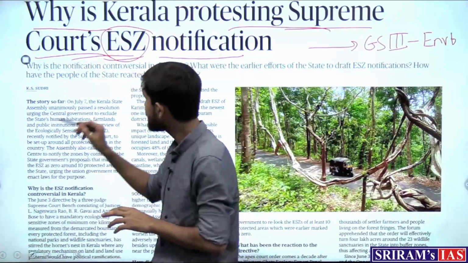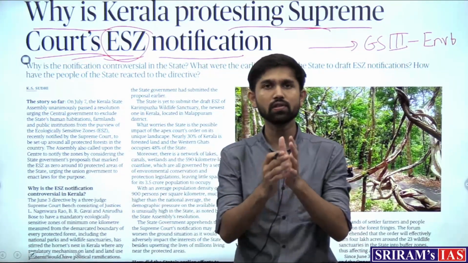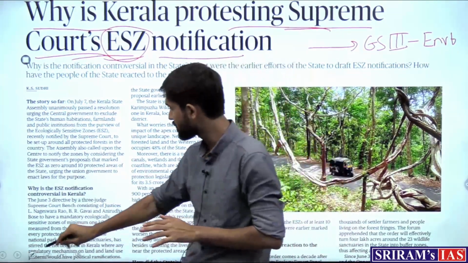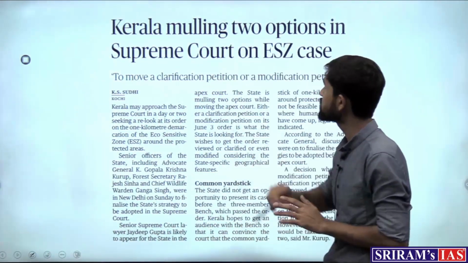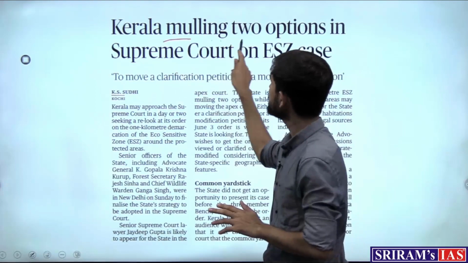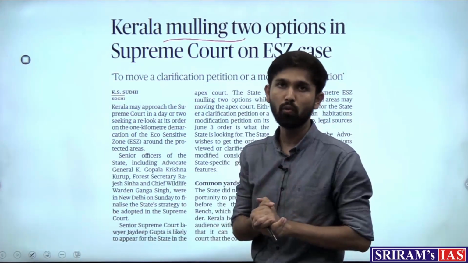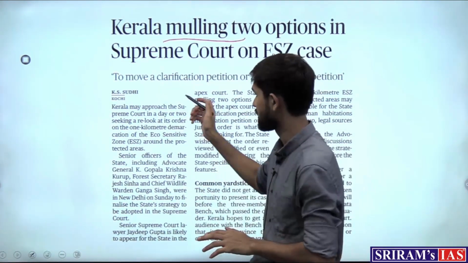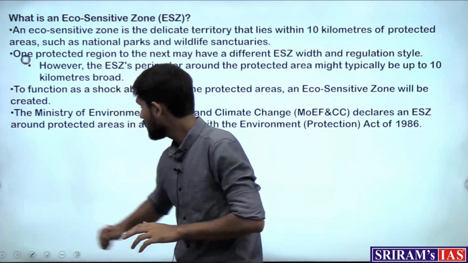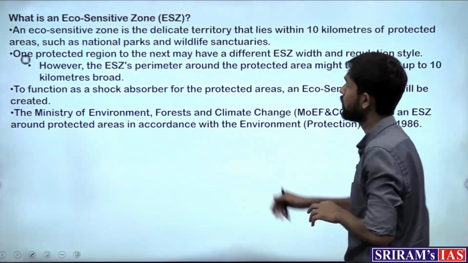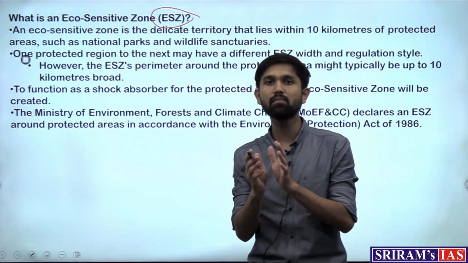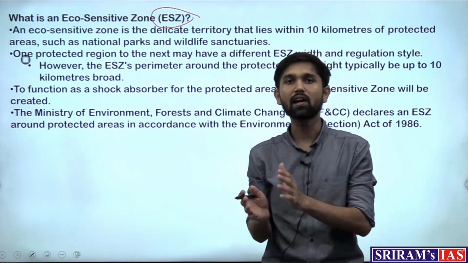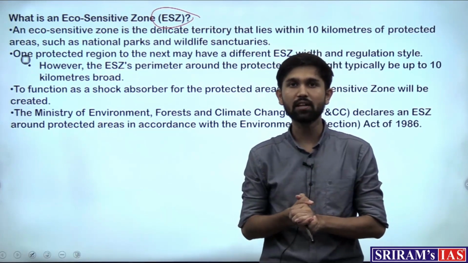First of all, when we talk about the eco-sensitive zone, what exactly is an eco-sensitive zone? This is another article which appears in the newspaper on Kerala's move and what it intends to do with the protests. So about the eco-sensitive zone first. What exactly is an eco-sensitive zone? An eco-sensitive zone is nothing but a boundary area around the protected areas that we have in our country.